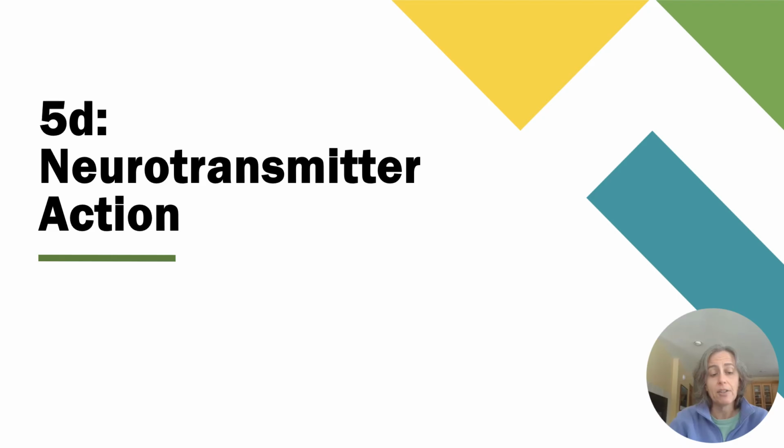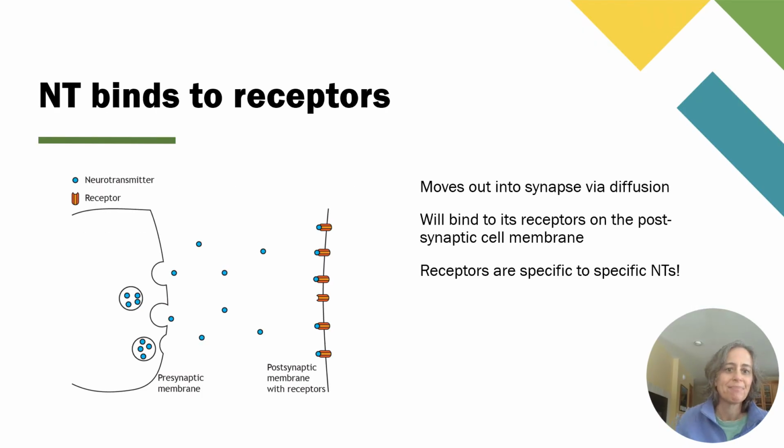All right, now that the neurotransmitter is in the synapse, what happens? It's going to bind to receptors. It's just diffusing out into the synapse, a passive process, right? And it's going to bind to receptors on that postsynaptic cell, on the cell that we're trying to signal.